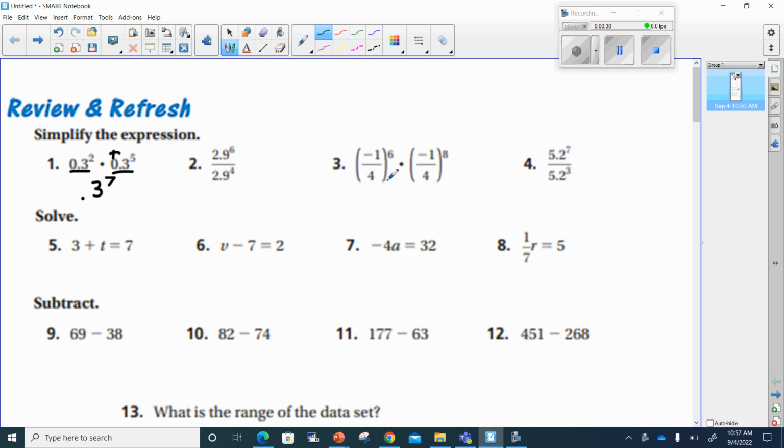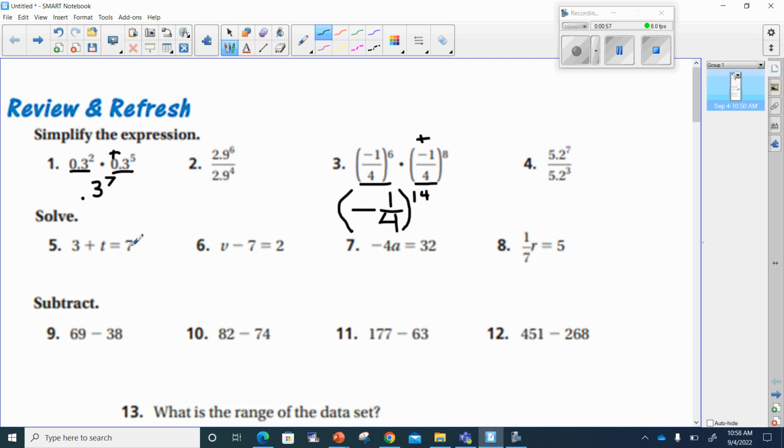Number 3, we've got negative 1 over 4 to the 6th power times negative 1 over 4 to the 8th power. Again, our bases are the same. We can add our exponents. 6 plus 8 is 14. So that means I've got negative 1 over 4 to the 14th power. And don't forget, you have to put parentheses around the negative and the 1/4 because it is part of the base.